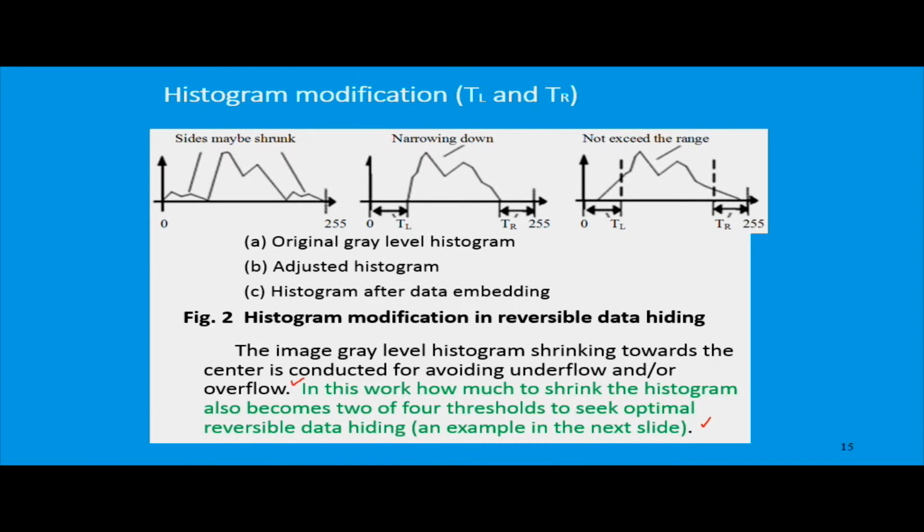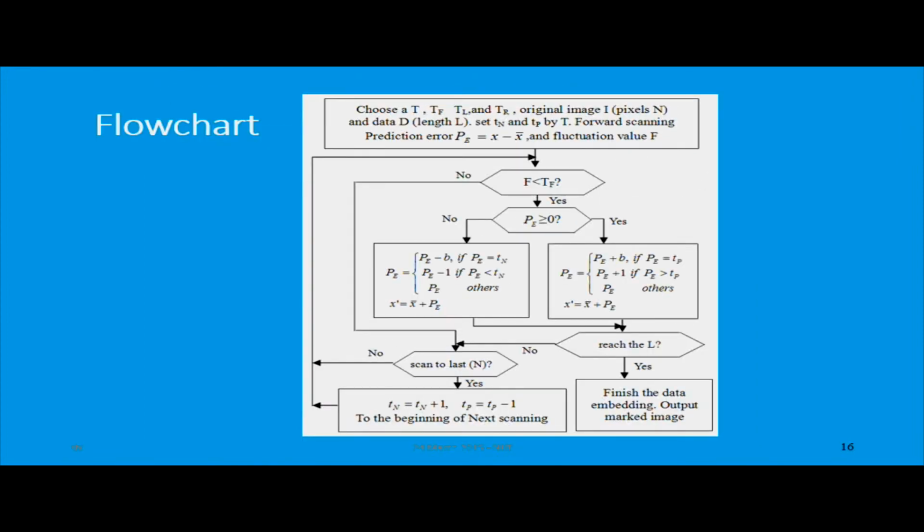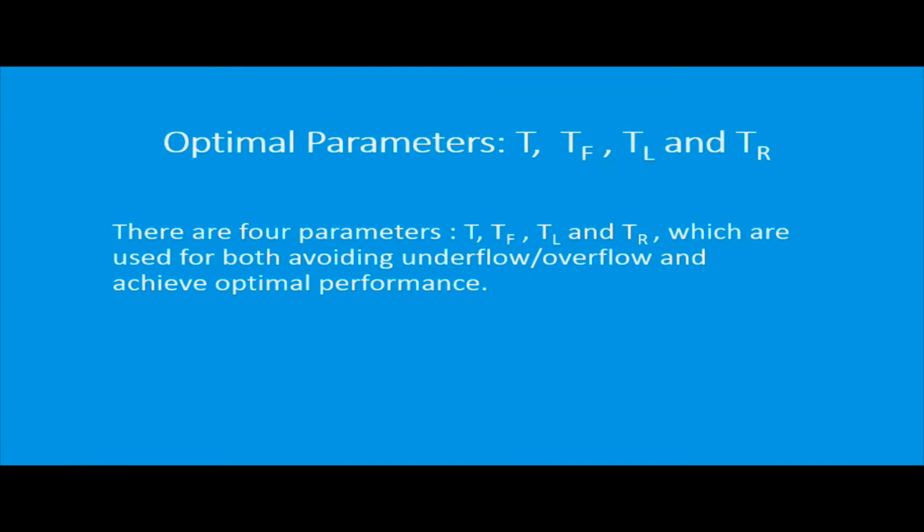After data embedding, you may expand the data, but we guarantee the data will not go below 0 and will not go above 255, because those are boundaries. The digital image cannot afford data beyond this region. And this is a block diagram for how to do that. I think I will not go into those details.